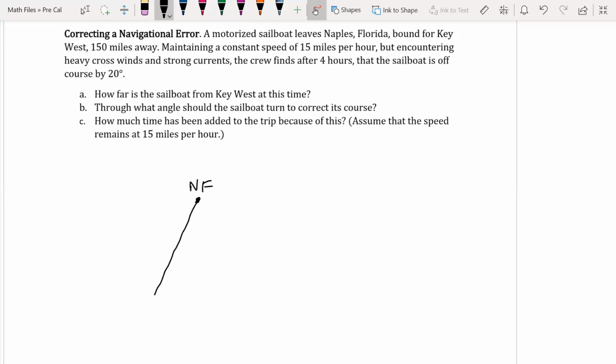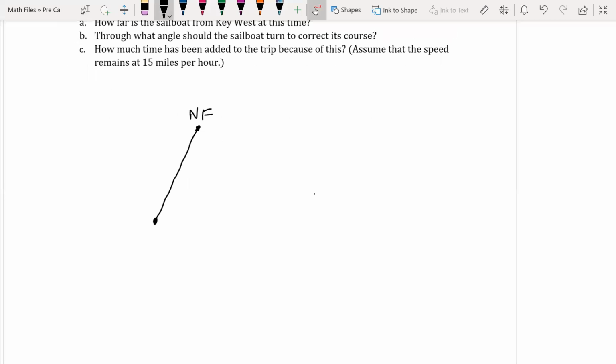Here's the way our sailboat went. And we're traveling to Key West, so let's say that Key West is down here somewhere. That was our original route. And now we are off course by how many degrees? 20. So here's 20. I wonder if I could draw a better triangle. Hang on. That was a great one. Even that one's worse. All right, there we go. Back to that one.